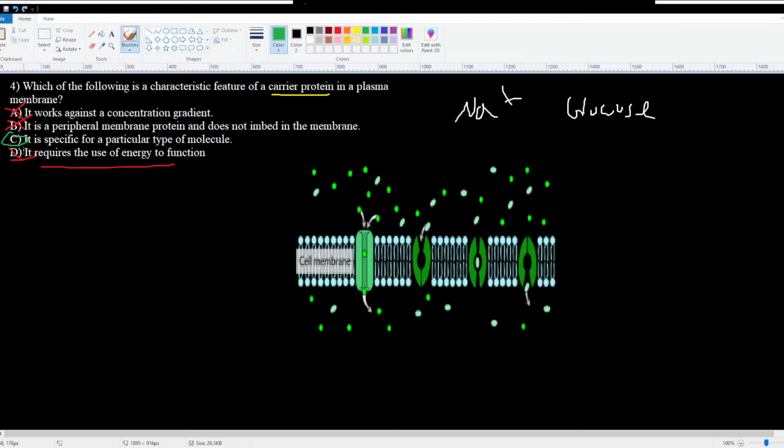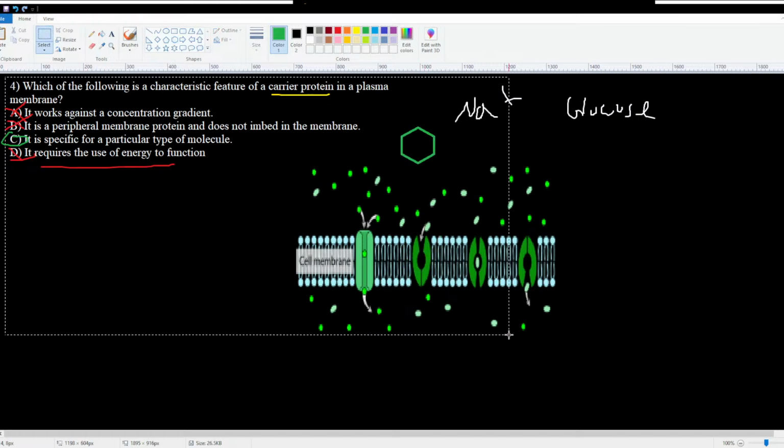It is specific for a particular type of molecule, which is what we discussed. It has a spot for a molecule. So this is kind of oval shaped. If we had something that was, for example, hexagon shaped like sugar, it would not be able to go through because it's not shaped like that. So moving on.